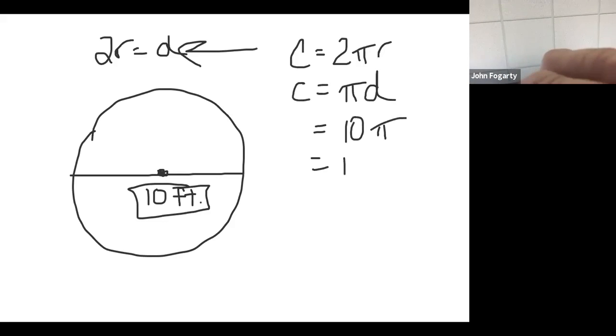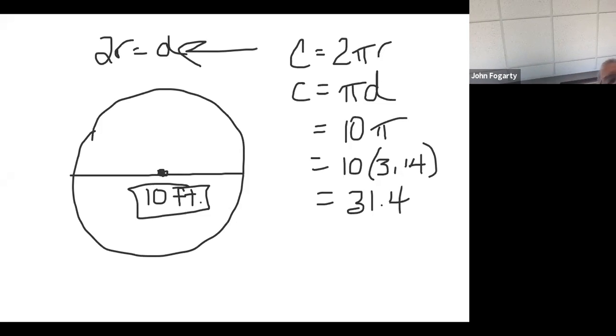And 10 times 3.14, well, anytime you multiply a decimal by 10, you just move the decimal place one. So it would be 31.4 feet. Does that make sense? So that's one way of using that formula. But fellas, there's another way as well, right? There's another way to use this formula.